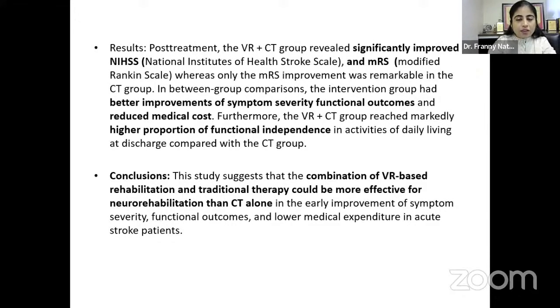And in the results, they found that the group that received both virtual reality and conventional therapy had significant improvement in NIHSS and MRS, and also showed better improvement of symptom severity, functional outcomes, and reduced medical cost, with a higher proportion of functional independence. So the study concluded that a combination of virtual reality along with traditional therapy could be more effective for neurorehabilitation than conventional therapy alone.